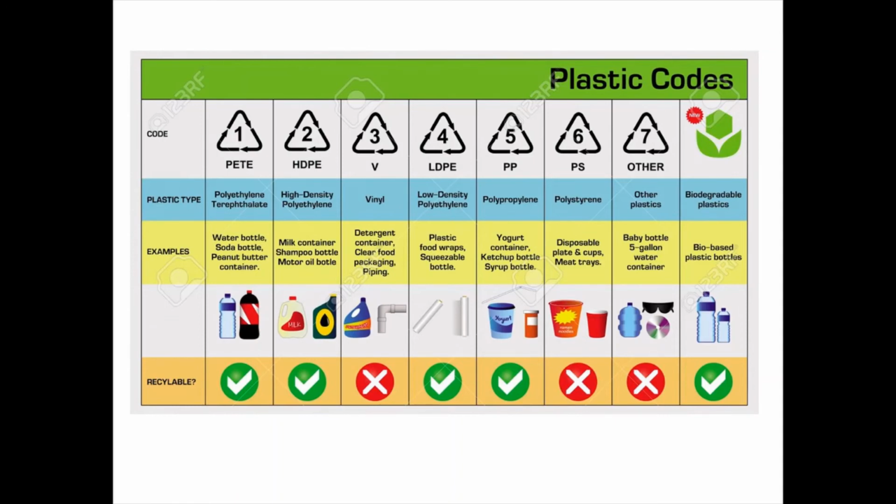LDPE, that is low density polyethylene: plastic food wraps, squeezable bottle. Polypropylene: yogurt container, ketchup bottle, syrup bottle. Polystyrene: disposable plate and cup, meat trays. Other plastics: baby bottle, 5-gallon water container. Biodegradable plastics: bio-based plastic bottles.